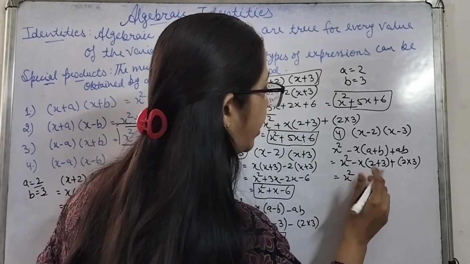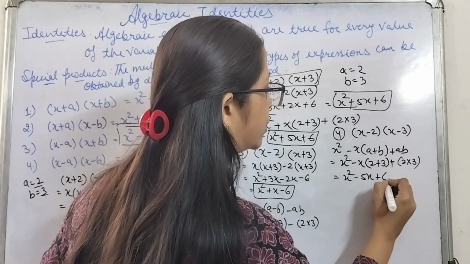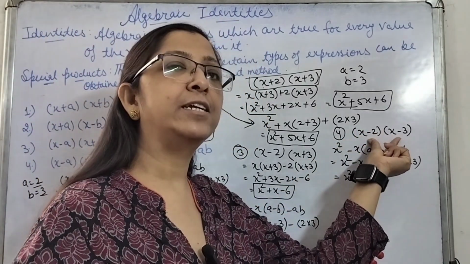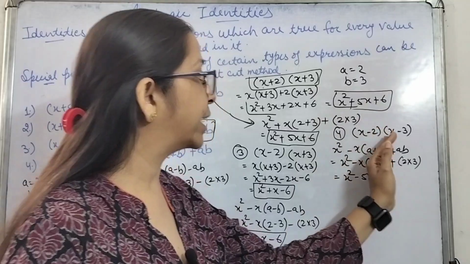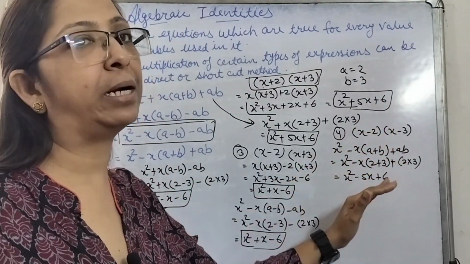It will be x square. 2 plus 3 will be 5. So minus 5x plus 6. This will be the answer if we multiply these two expressions. So directly we can write the product of these two expressions without actually multiplying it.